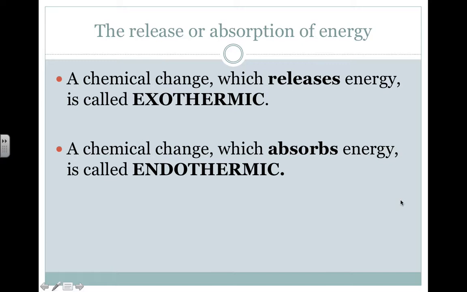Now here are two words that are going to keep popping up: exothermic and endothermic. What we're talking about here is either the release or the absorption of energy. We'll start with exothermic. It is a chemical change which releases energy, so a release of energy is called an exothermic reaction. The opposite is an endothermic reaction, a chemical change which absorbs energy. So exothermic is release, endothermic is absorb.